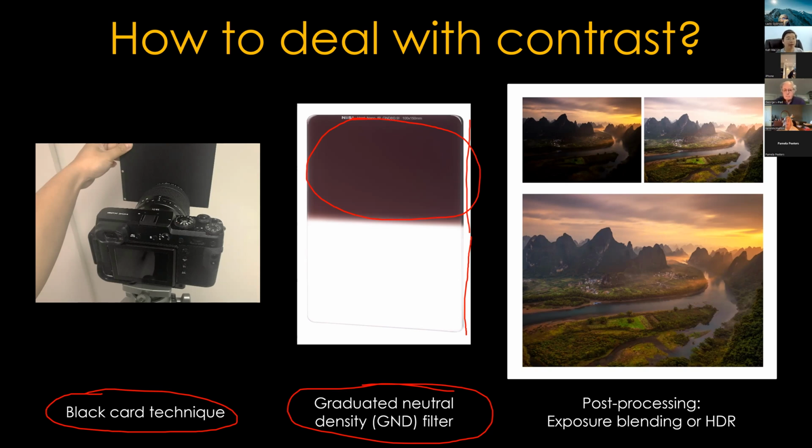Okay. And the other way is to use post-processing, either exposure blending. You take two shots, one shot for the sky, and then one shot for the ground. And then in Photoshop or Lightroom, you blend both of them together. Okay. Or you can do it with HDR.